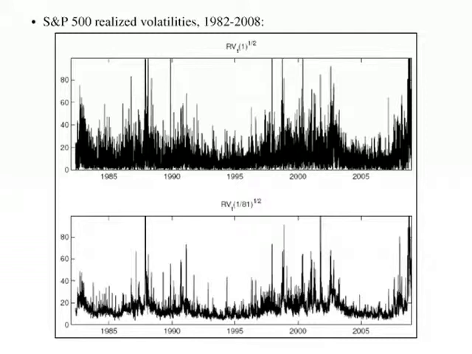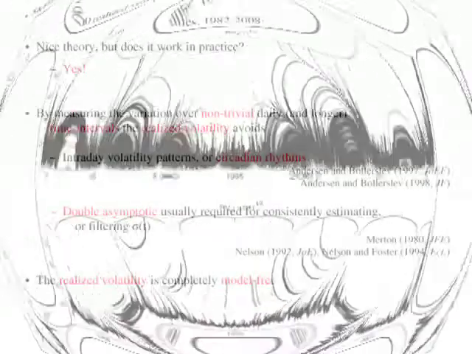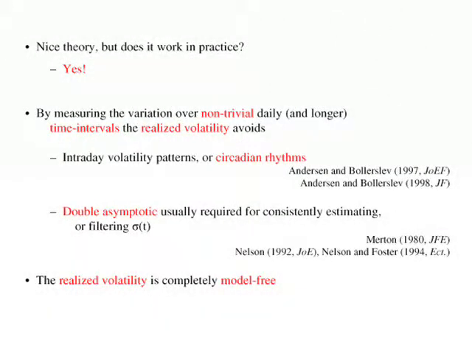It's just another illustration of the same thing. Here's over this historical period, 1982 to 2008, the realized volatility based upon just using daily squared returns. Extremely noisy. Here's the same thing using 5-minute returns. Much, much easier to understand and comprehend the evolution in the volatility.